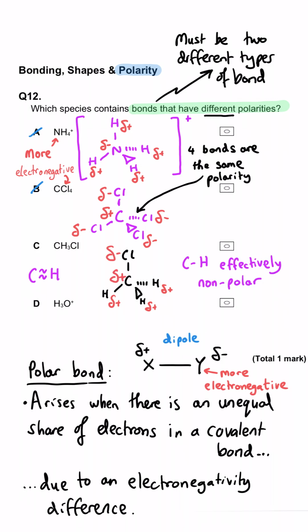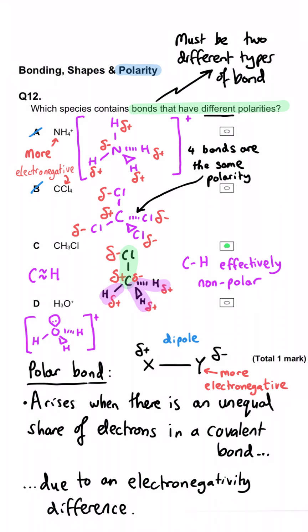So the polarity of the carbon to chlorine bond will be: the chlorine will be delta minus and the carbon will be delta plus, whereas the other three bonds, if we have to commit, actually they would have the opposite polarity. The hydrogen would be delta plus and the carbon would be delta minus from the point of view of each of those three bonds. So C is the correct answer because we've got these two different polarities in this molecule.